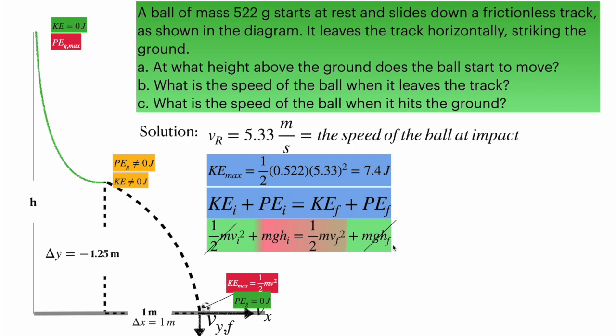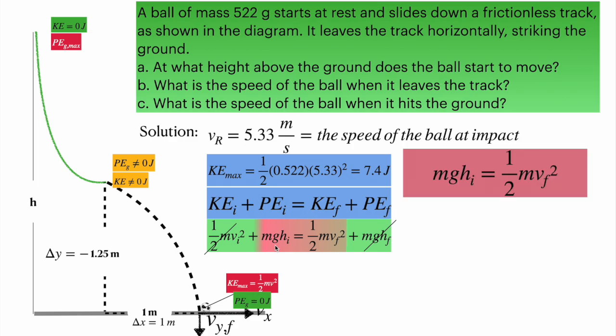You can see these are both 0. Potential energy final, right here, is 0. Kinetic energy initial, right here, is 0. So we end up with just these two terms. As you can see, they both contain m, the mass, so you can just cancel that. So we see that mass doesn't have any effect in this.